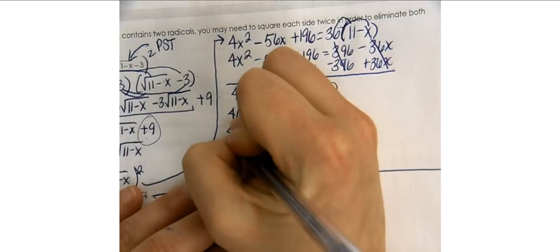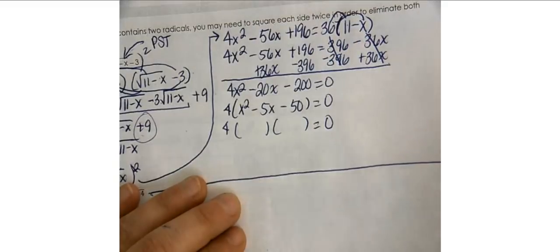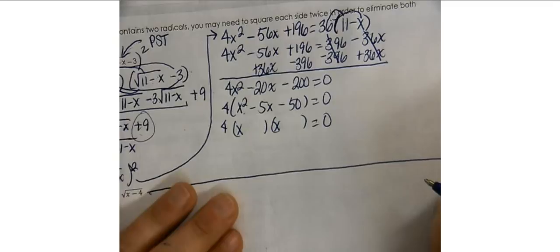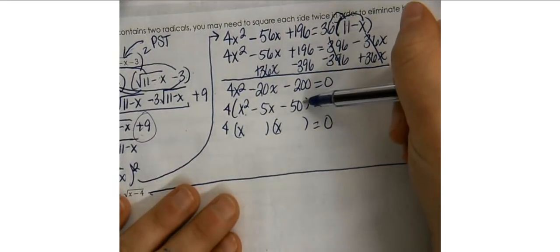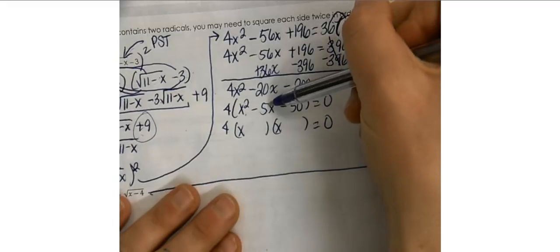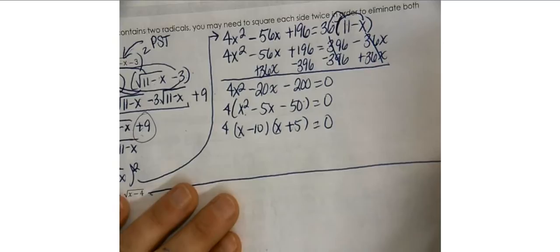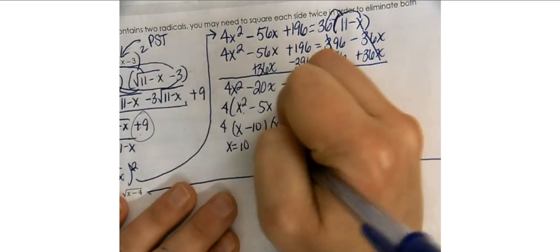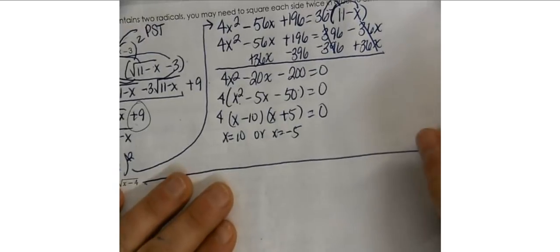So I'm going to keep the 4 on the outside, and I'm going to break apart the quadratic into 2 parentheses. Splitting apart the x squared into an x and an x, I need to figure out what 2 numbers multiply to equal negative 50, but together add to equal negative 5. And that is a minus 10 and a positive 5. So that means that x equals 10 or x equals negative 5. So now I need to check my answers back into the original problem.